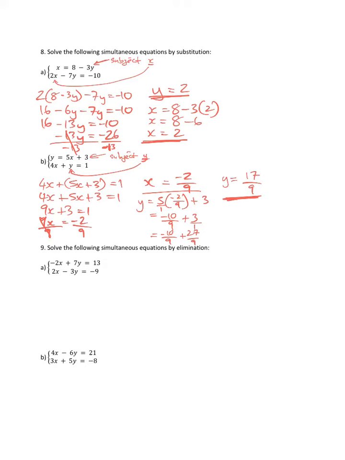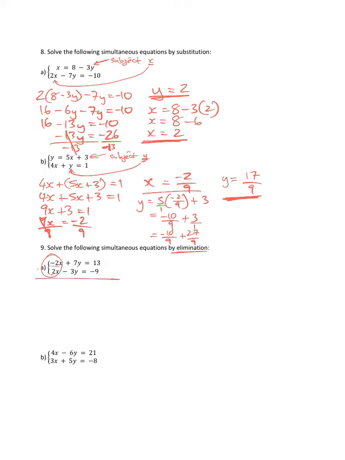Solve the following simultaneous equations by elimination. So elimination, what are the rules? Look at one of the variables, apply an operation to make the coefficient of that variable equal in size, opposite in sign, add vertically, and then solve. So looking at this equation, I'm going to look at x. I notice that they're already equal in size, opposite in sign, because this is positive 2, this is negative 2.